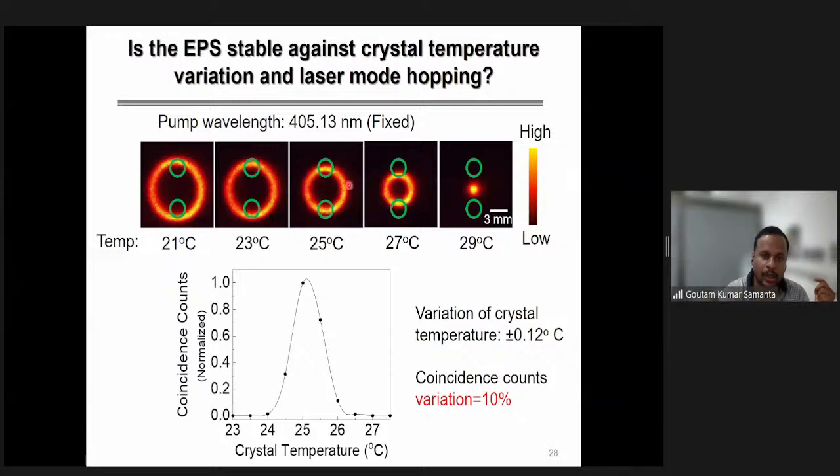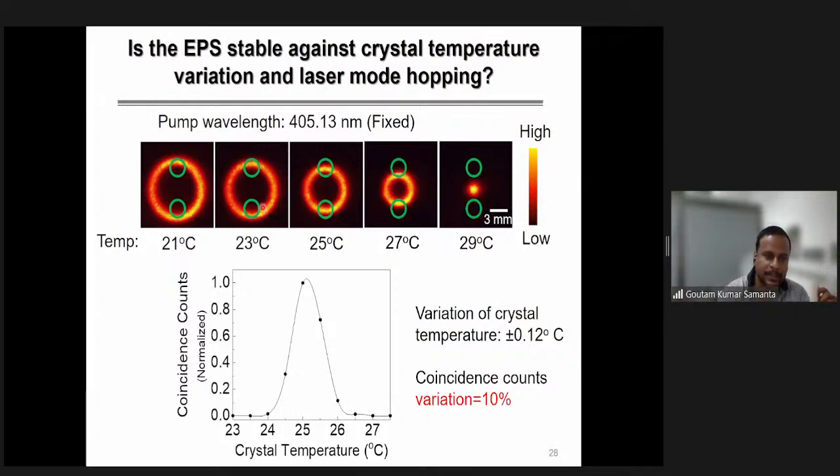You are trying to collect that. So for example, let's say the pump wavelength is fixed, and we fix the crystal temperature at 25 degrees, and we are detecting this one. It's perfect. We optimize the system, and it's giving perfect parameters, what we are looking for. Now, if something happens and the crystal temperature changes, like to 27 degrees, then you can see the SPDC ring goes down. And then your detection system, which is static, fixed, you will miss everything.